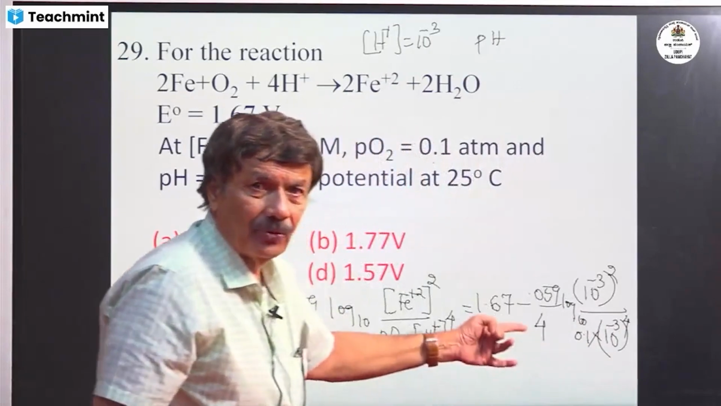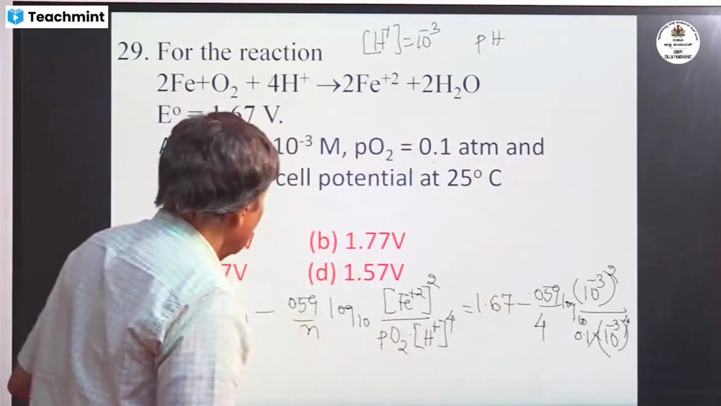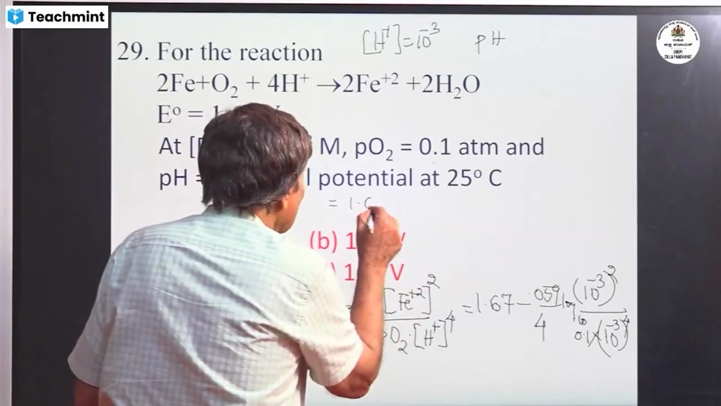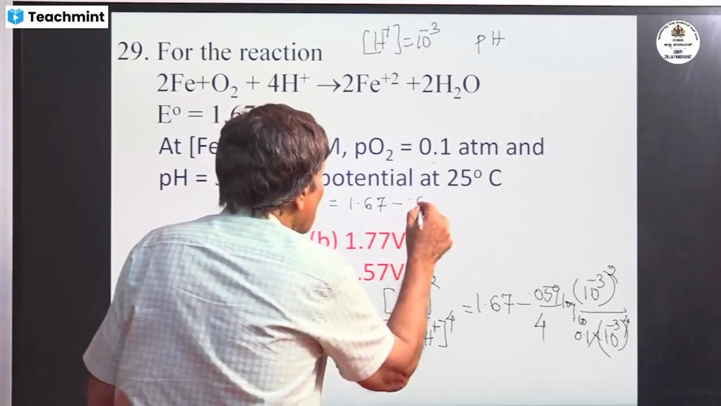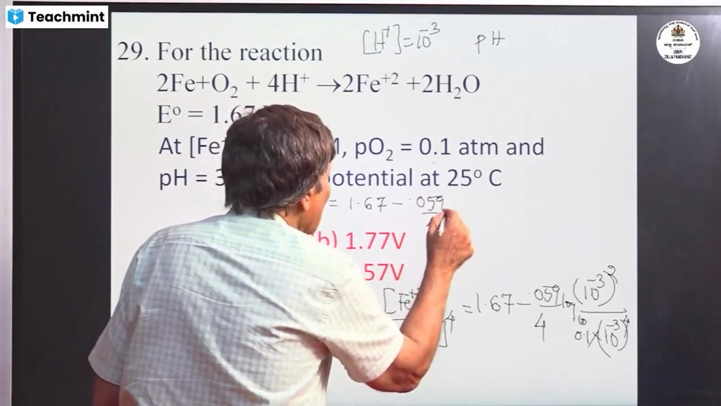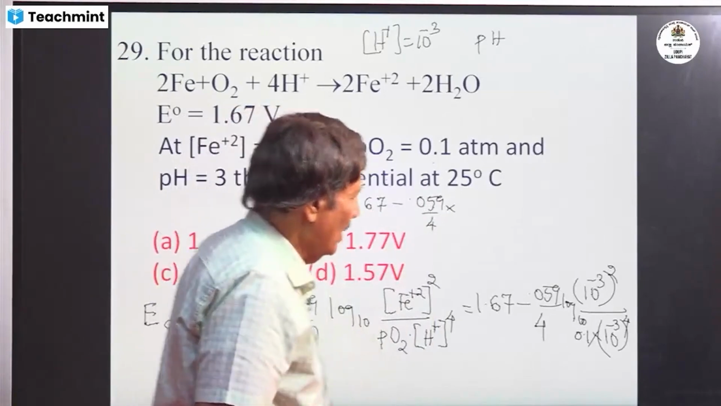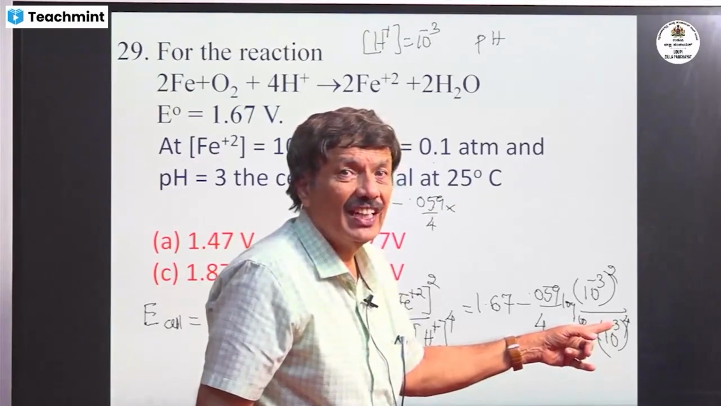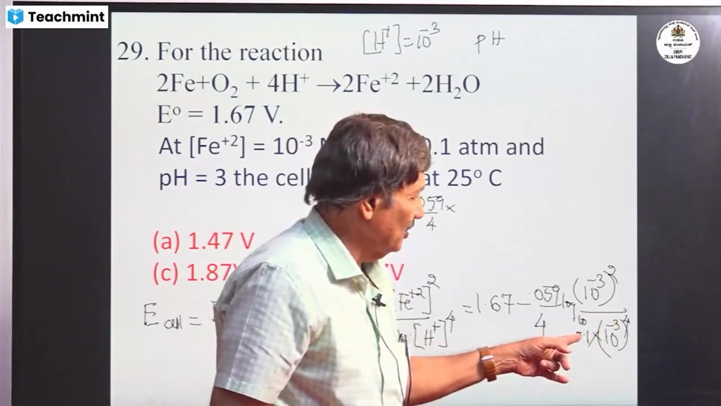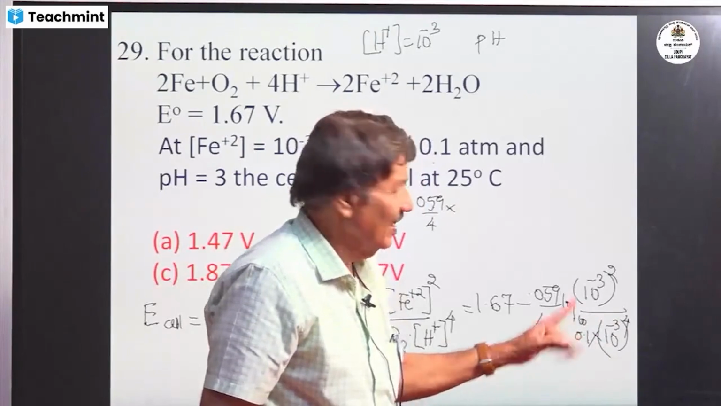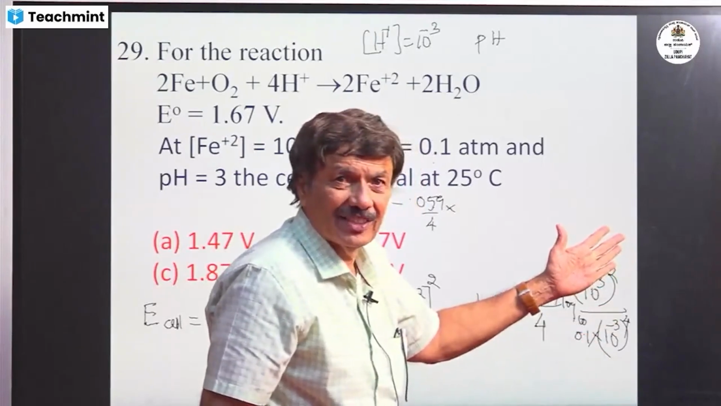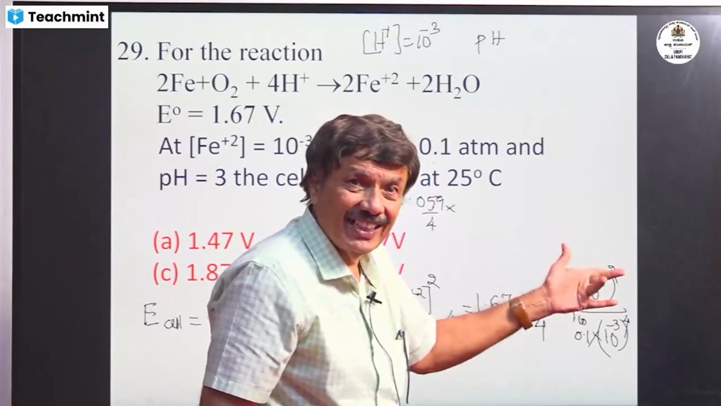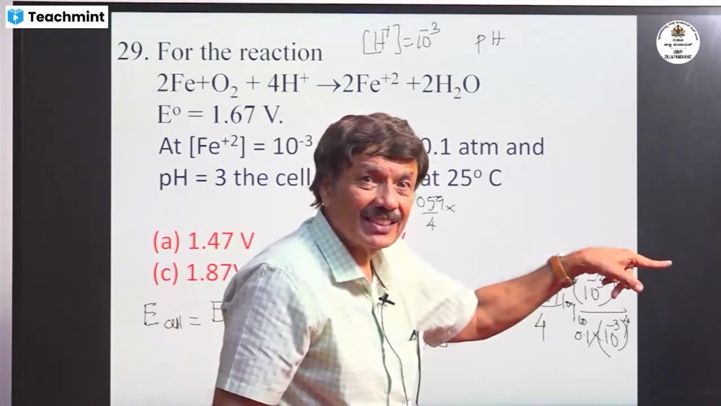Of that to the power 4, right? That is equal to 1.67 minus 0.059 by 4 into... see here, 10 to the power minus 3, to the power 4, is minus 12. Minus 12, this is 1, minus 13. When it went to the numerator, it became plus 13. Here it is 3 into 2, 6. Minus 6 plus 13. How much remained? 7 remained.